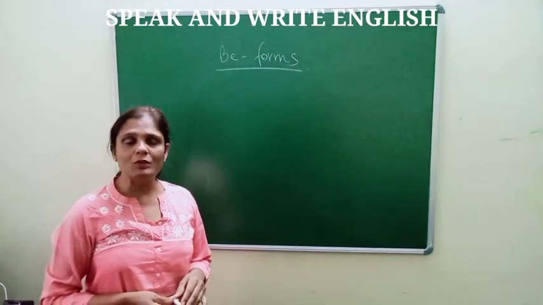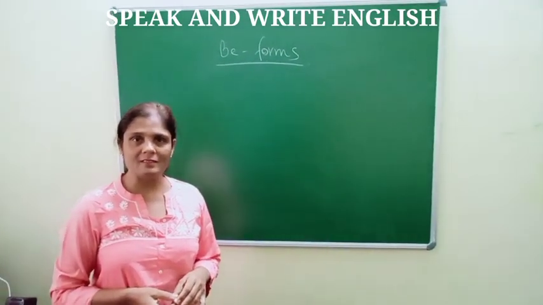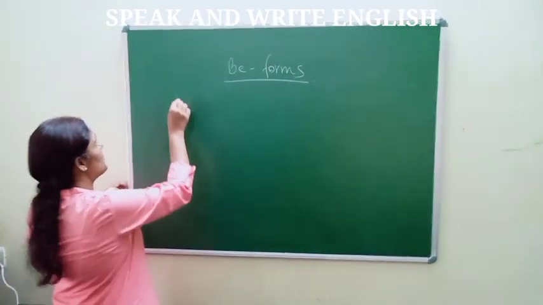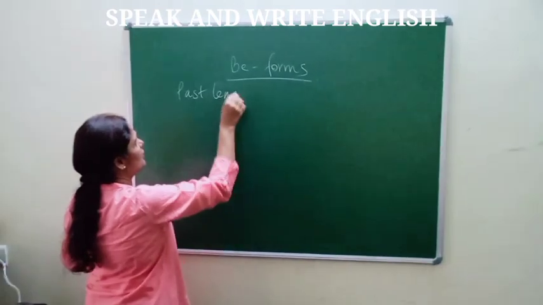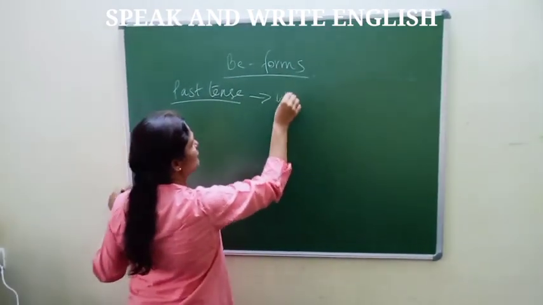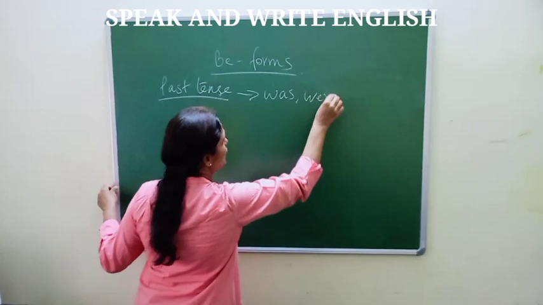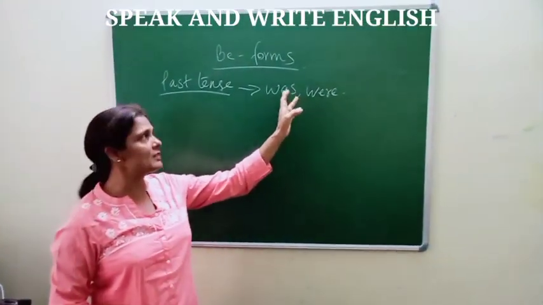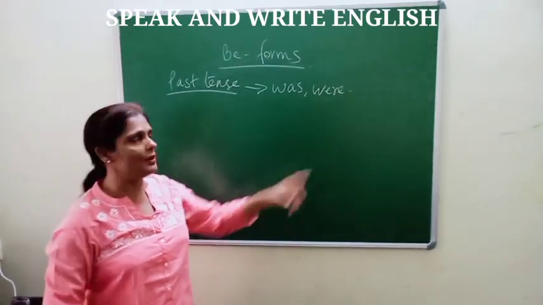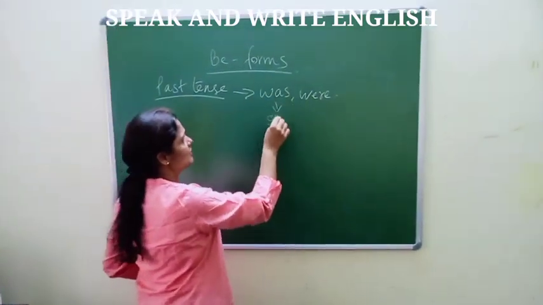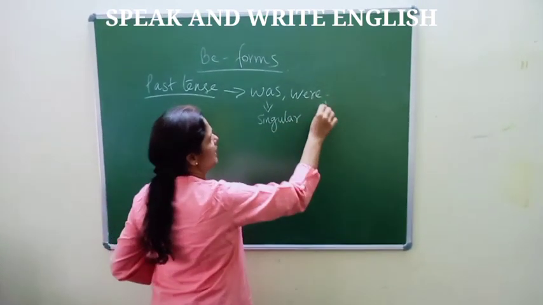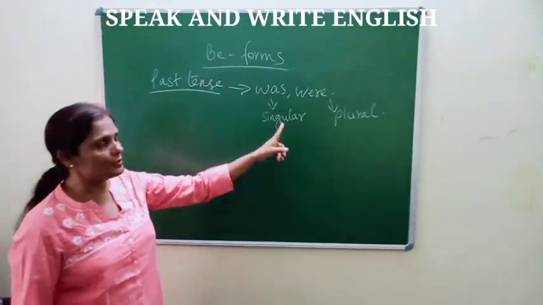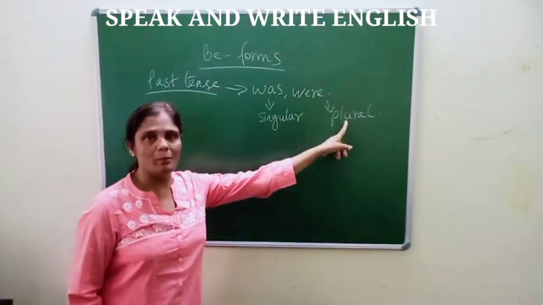So we had learnt about the usage of the be forms in the present tense. Let us understand the be forms in the past. In the past tense, we make use of only two be forms, that is was and were. Was will be used when we talk about a singular object or thing, and were is used when you are going to talk about the plural.